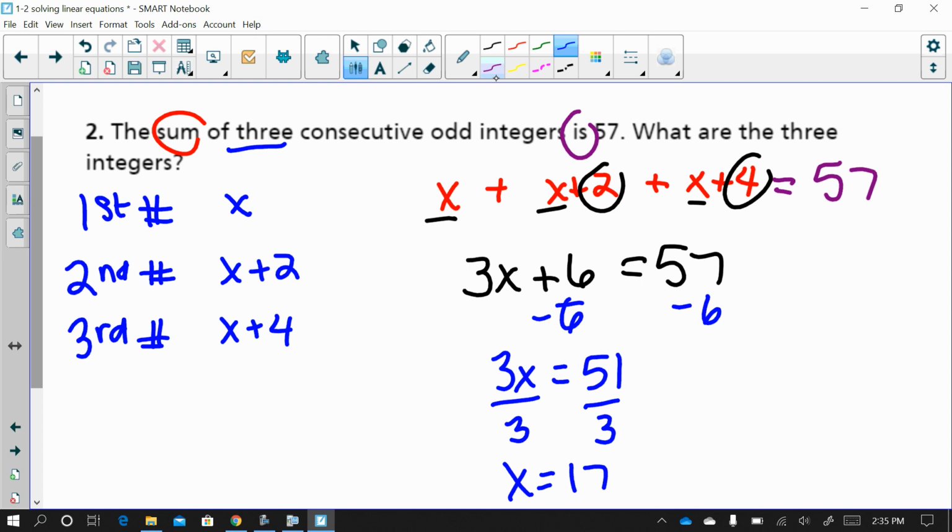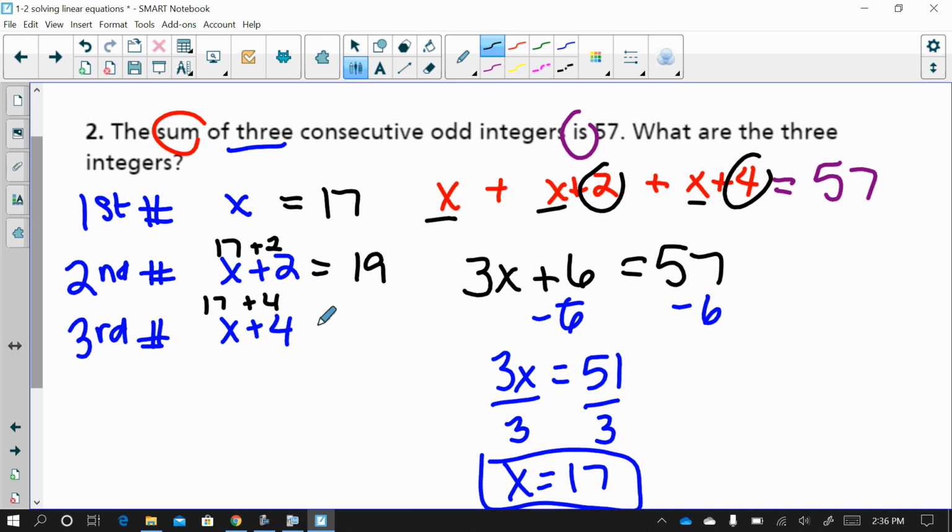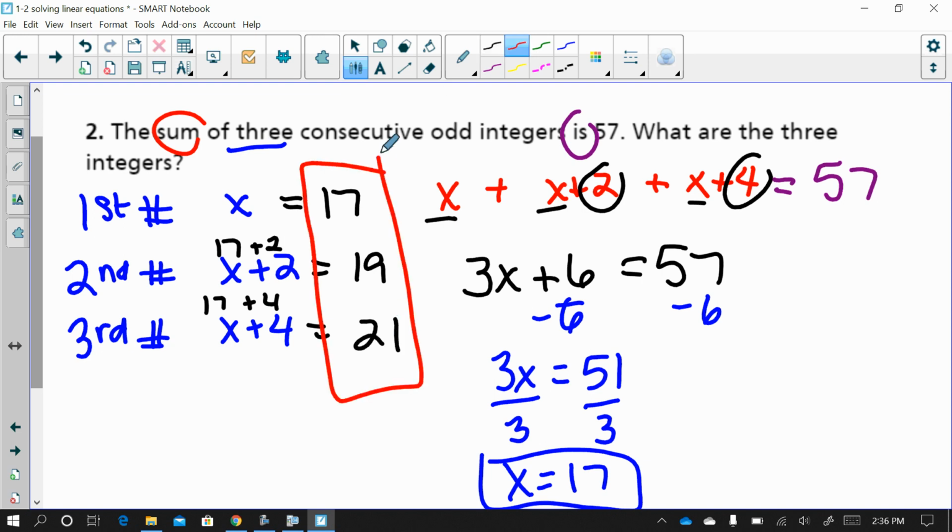Not yet. I only have one number. I need to get my 3. So my first number, x, is 17. Then second number is x plus 2. So it's going to be 17 plus 2. So that's 19. Third number is x plus 4. So 17 plus 4 gives me 21. So my three numbers are 17, 19, and 21.